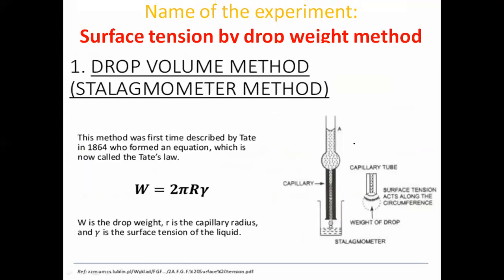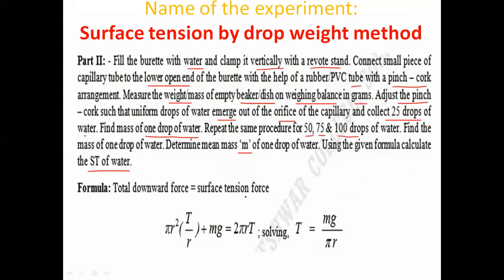This type of arrangement is actually known as the stalagmometer method. Here the total downward force is equal to the surface tension force. The surface tension force in terms of the capillary tube and water, you know very well, is 2 pi r into T, where 2 pi r is the geometrical part and T is the surface tension. T is the notation for surface tension.